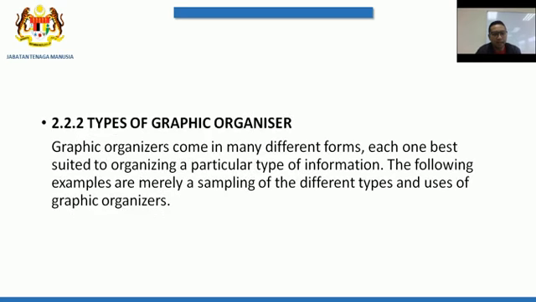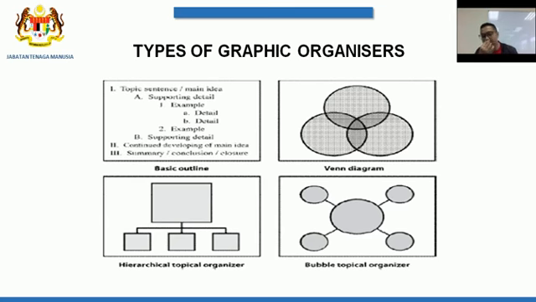let's take a look at the next slide. 2.2.2 types of graphic organizer. Graphic organizers come in many different forms, each one best suited to organizing a particular type of information, which means there are a lot of examples, a lot of forms, but then you need to know which one would suit best, right? The following examples are merely a sampling of the different types and uses of graphic organizers. Right, let's take a look at the examples given.